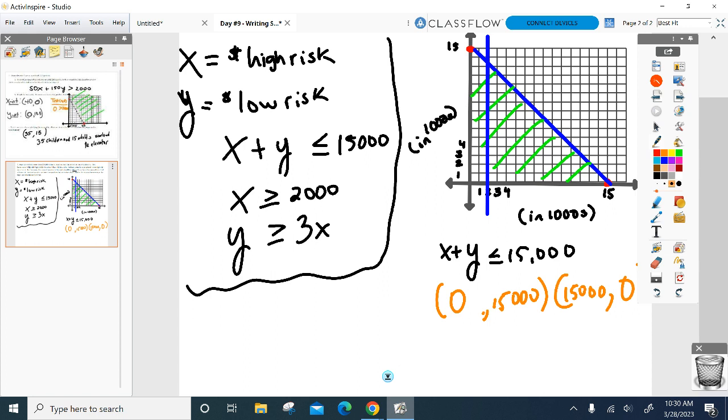No, right? So I want to shade where? To the right or to the left of this? I want to get away. 0 didn't work, right? So I want to shade to the right. But hey, again, why shade that? Other than to make my graph more colorful, right?